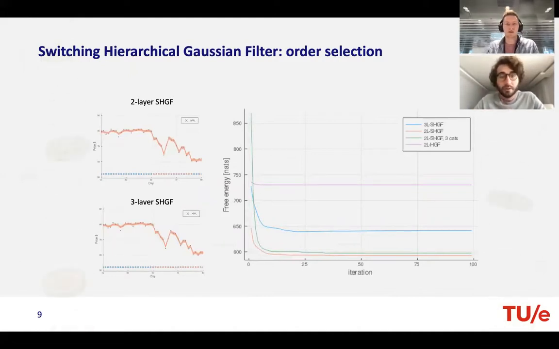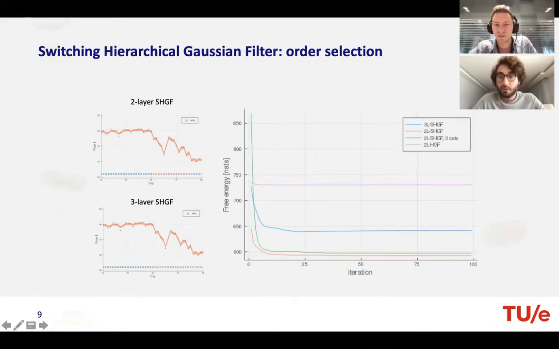Well, you can determine the number of switches by looking at the free energy. Let's say you assume that you have a 3-layer switching HGF and a 2-layer switching HGF, and you run your model, and based on that you are going to obtain a free energy measure. This free energy measure will tell you the winner, and the one with the lowest free energy is going to be the winner. Here you see that if you compare a 3-layer switching HGF and a 2-layer switching HGF, the 2-layer switching HGF wins because it produces a lower free energy.